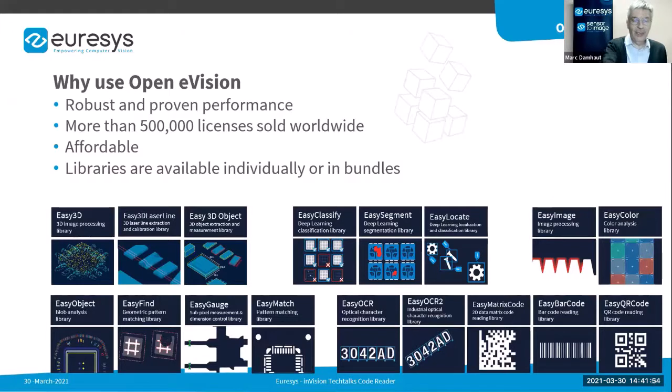These are just 3 of the 17 libraries of Open eVision. These libraries have been available for almost 25 years now. Over these years, we have sold and installed more than 500,000 licenses worldwide, so you can imagine the number of systems and machines that are using Open eVision. These libraries are affordable, and they are available individually or in bundles. If you have an application that just needs a QR code, you just buy QR code. We have a bundle with all the identification libraries as well, if this is what you need.